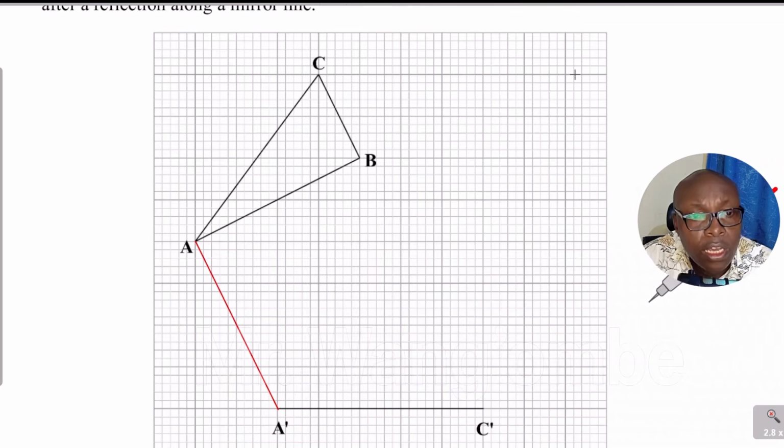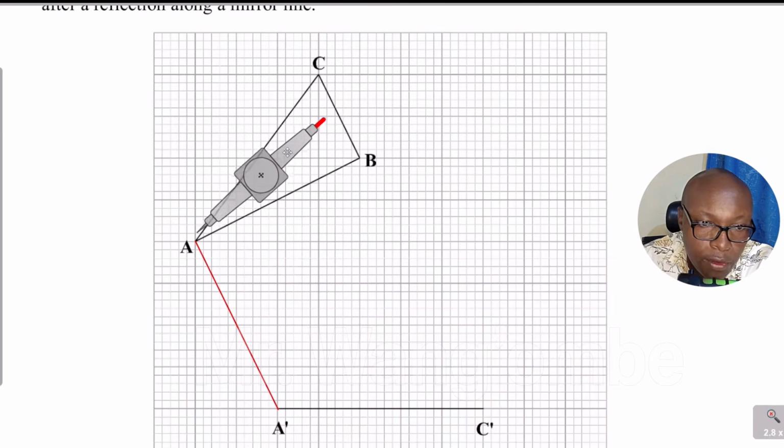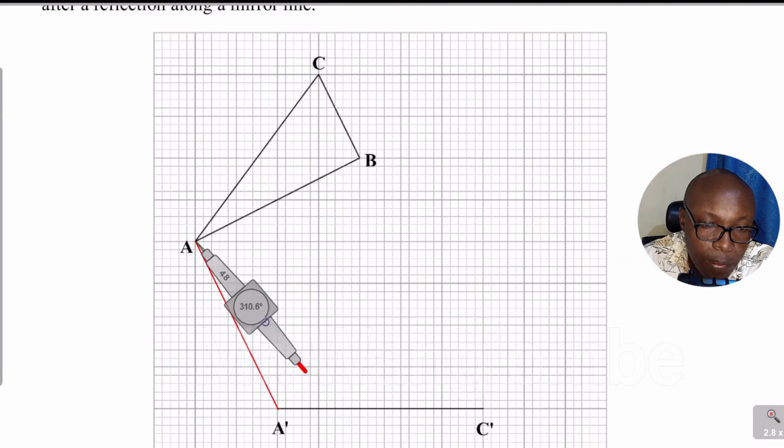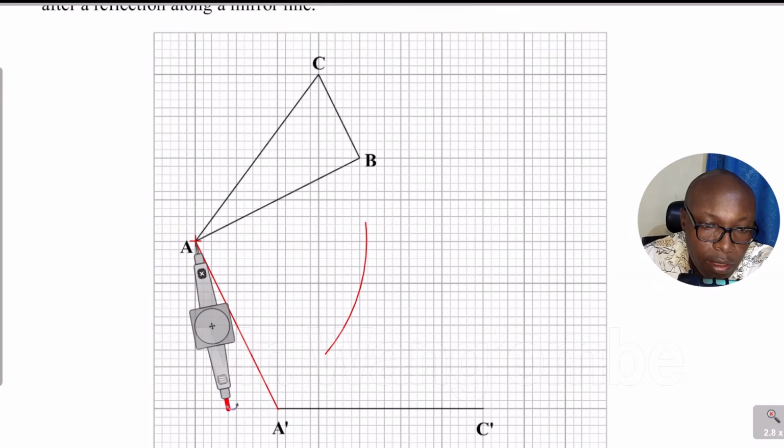So for us to attain that, we should construct a perpendicular bisector of A A prime. That perpendicular bisector will represent the mirror line. So let's do that. Take a pair of compass and stand at point A. Open your compass more than half of the line A A prime. Mark a bigger arc there, then down there mark another arc with the same radius without changing it.